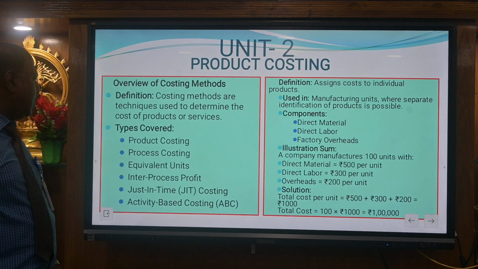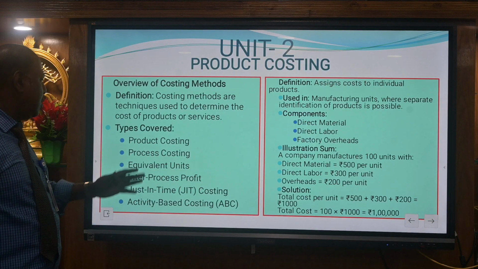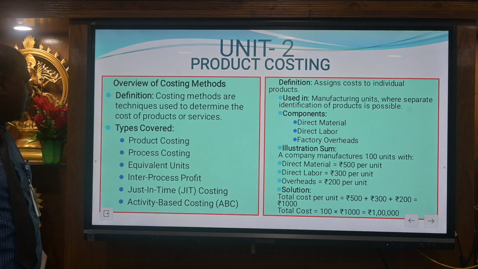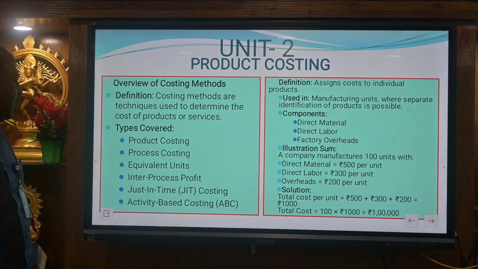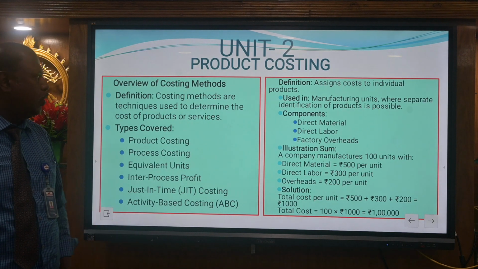Here, we have some topics going to cover. The first one is product costing. Then second one is process costing. The third one, equivalent unit. Then inter-process profit, just in time, and activity-based costing. We are going to discuss it one by one.